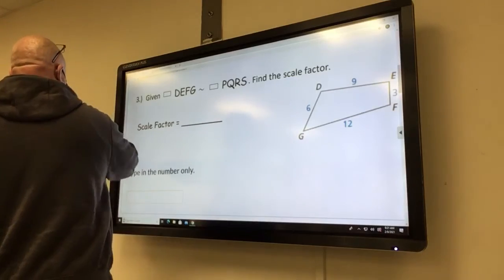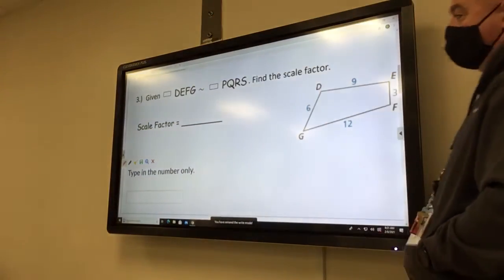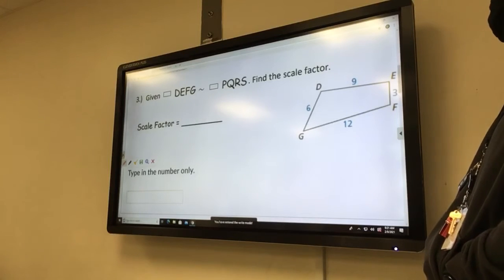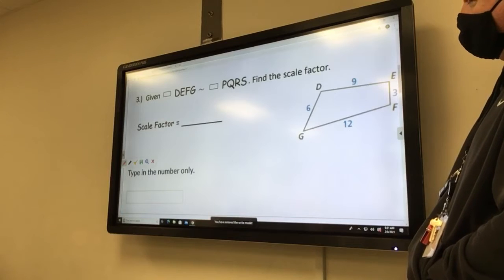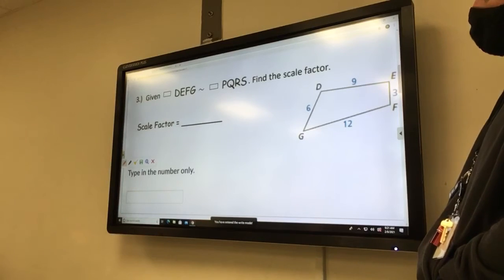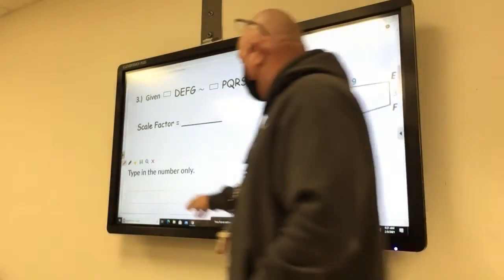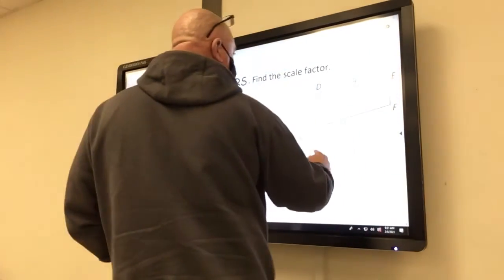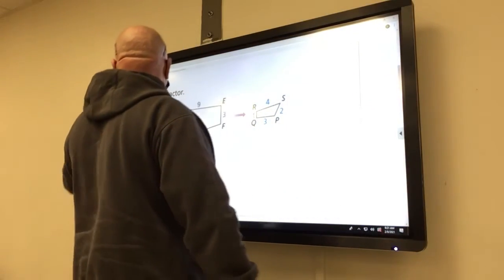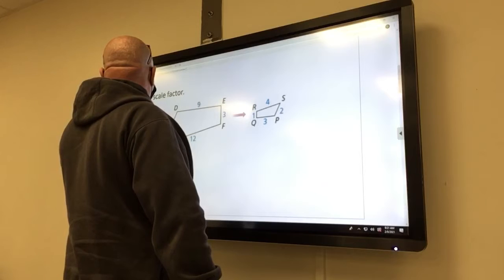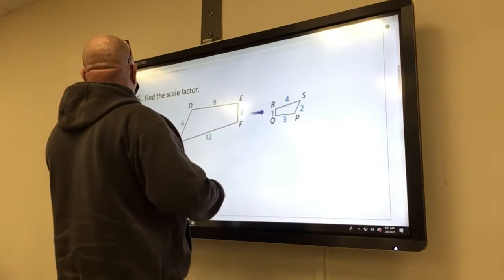All right, question 3. Here we go. It says, given quadrilateral DEFG is similar to quadrilateral PQRS, find the scale factor. Let me get these two over here. All right, here's how we're going to do this. DEFG, I'm going to write that.